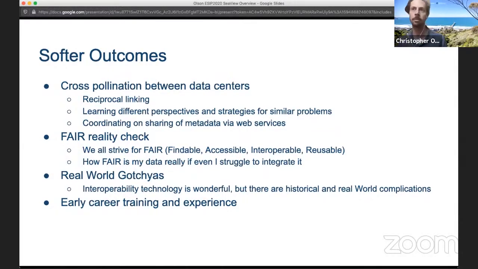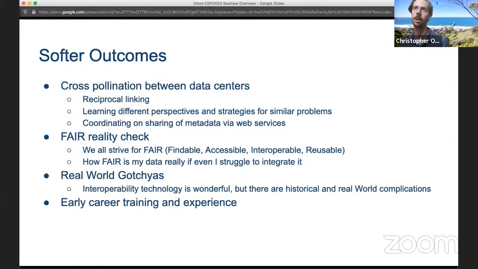For me, it was a bit of a fair reality check, this idea of findable, accessible, interoperable, reusable. I think it's a really good exercise to go to your own data center and try and download data and actually see how much of what you know exists in your data center is actually that findable for you. Because if you can't find it, others are probably going to struggle as well. There were some real world gotchas and learning experiences that I'm going to talk about in a minute.